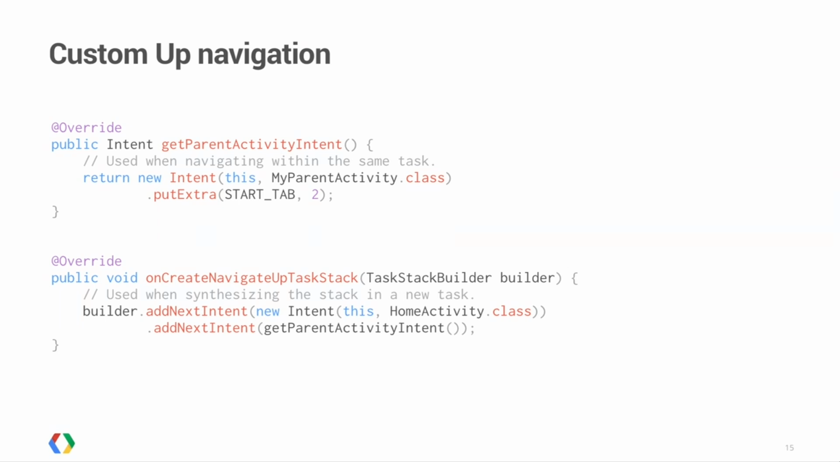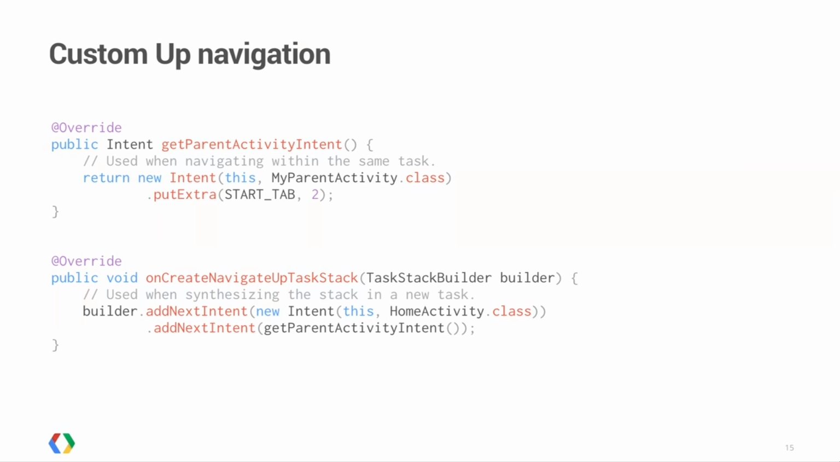Now, it's worth noting that in a lot of cases, you have to customize where you go when the user presses up. And rather than handling all the up stuff yourself, simply override these two methods. You override the getParentActivityIntent method to tell the platform which activity to visit when you press up. And you can also customize what happens by providing extras that you would then handle in that activity. And then you can also override the onCreateNavigateUpTaskStack method to customize what happens when you're navigating up outside of your core task.